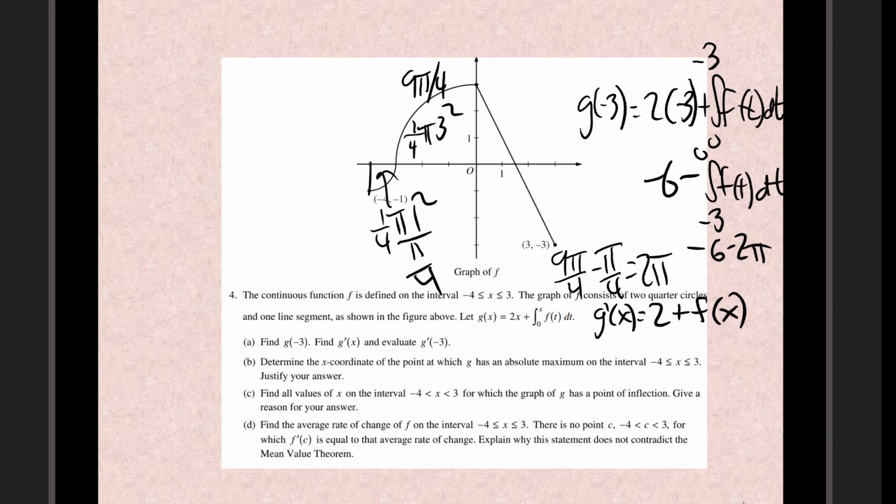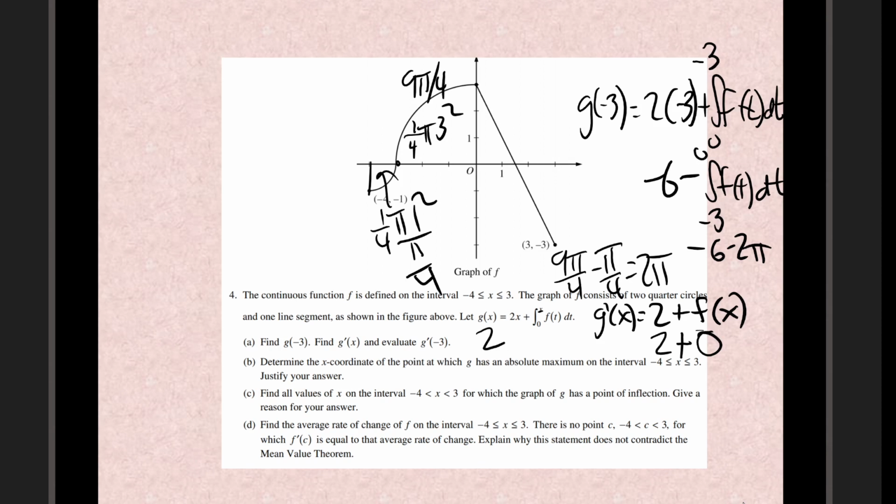And we would have to use the chain rule if this was like 2x up here. But since it's just normal x, no chain rule. Okay, now that we have this, we just plug in -3, and we get 2 plus f of -3. F of -3 is 0. So, good to go. That's 2.